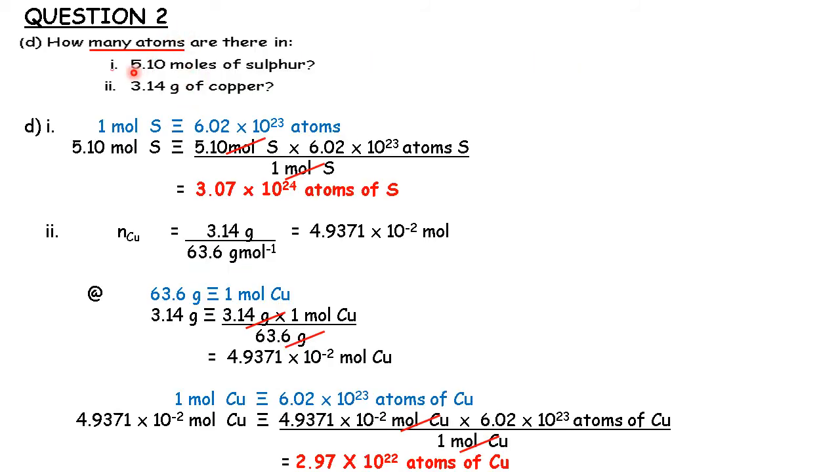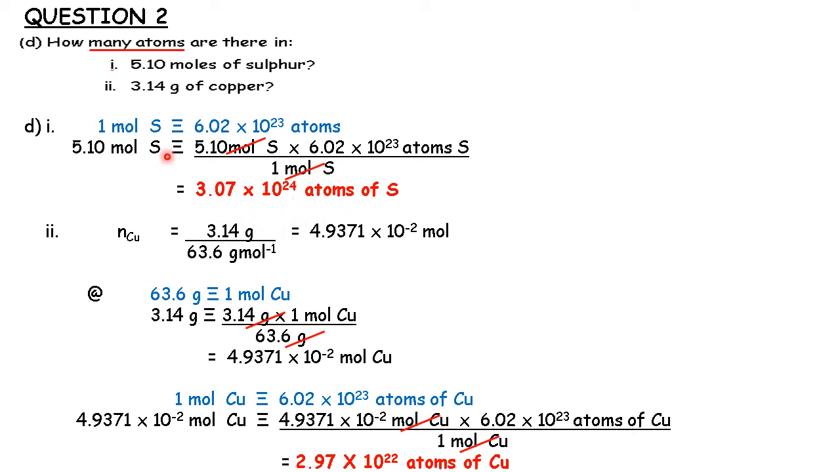Okay, for question 2D, how many atoms are there in 5.1 mole of sulfur and 2.1 gram of copper? So for D1, it is easier because the mole is given. If we want to find the atoms, we just times 6.0 times 10 to the power of 23 atoms. First we must make the general statement: 1 mole is equivalent to this number of atoms. So stoichiometry, 5.1 times this divided by this. The moles cancel, so the remaining unit is atom. So the answer is 3.0 times 10 to the power of 23 atoms of sulfur.